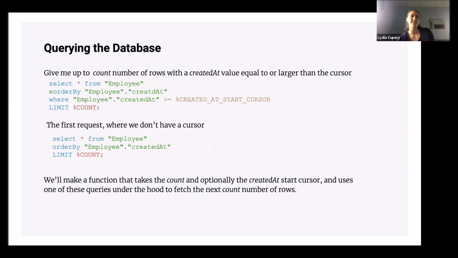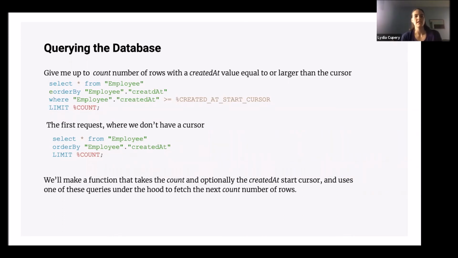So how do I get this information? How do I get the next chunk of rows and the start cursor and the end cursor, and how do I know whether I've reached the end of the list or not? Depending on what tech stack you're using, there are probably different ways that you go from your API to the database. But essentially, you're going to have to make your way to the database, and you're going to want to ask the database this question. You're going to want to say, give me up to count number of rows where the created at value is equal to or larger than the cursor. And for us, we're using the created at value because that's what I decided to use as the cursor.